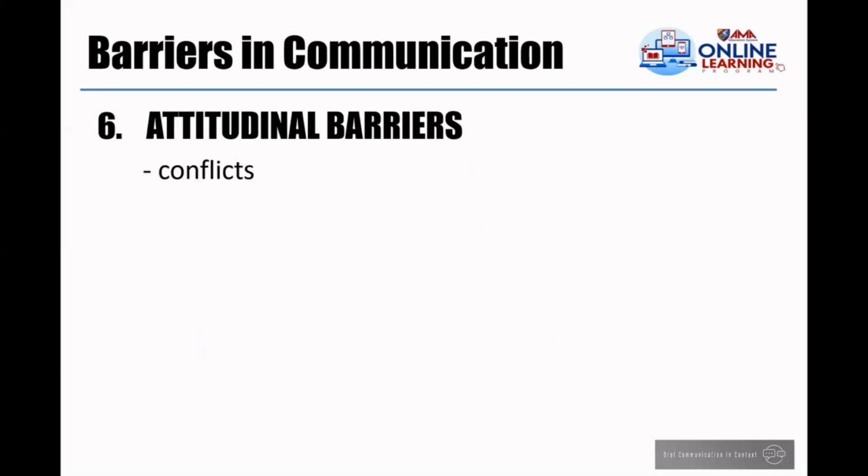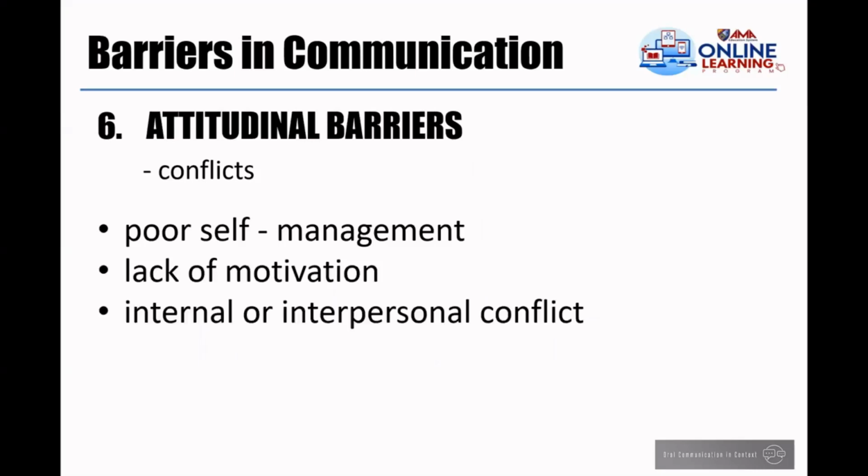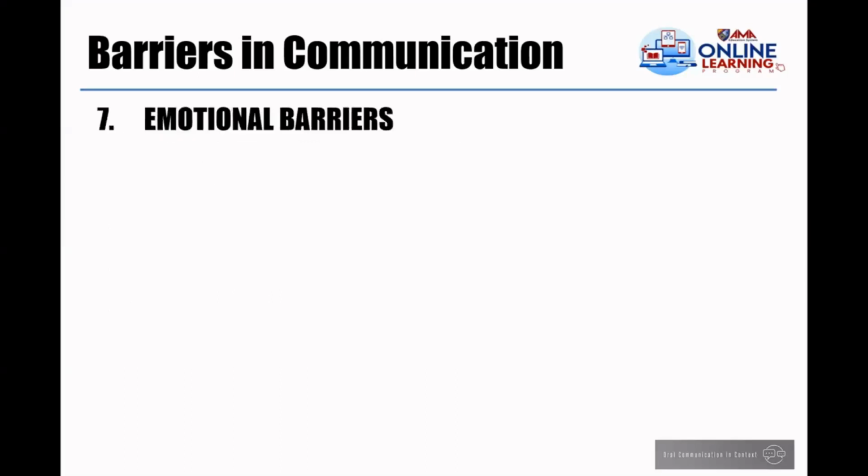6 is attitudinal barriers. This is about the conflicts between the sender and the receiver. What are those conflicts? Poor self-management, lack of motivation, internal or interpersonal conflict. So, kung itong mga to ay na-occur sa isa man, kung si sender or kay receiver, magkakaroon pa rin siya ng barriers in communication. So, it is about conflicts. It's about attitudes.